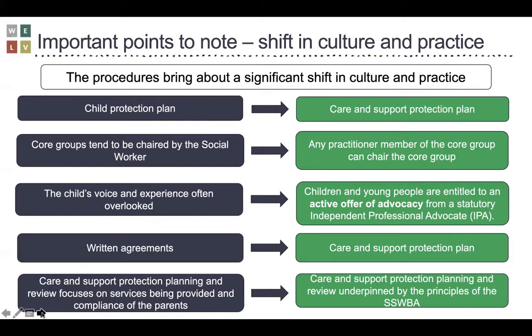We move from child protection plans with the addition of written agreements to the care and support protection plan as the sole plan to protect and promote the well-being of children. And care and support protection planning and reviewing that was focused on the services being provided and the compliance of the parents. The shift comes to care and support protection planning and review that is underpinned by the principles of the Social Services and Wellbeing Act, and once again on improving the daily lived experience of the child.